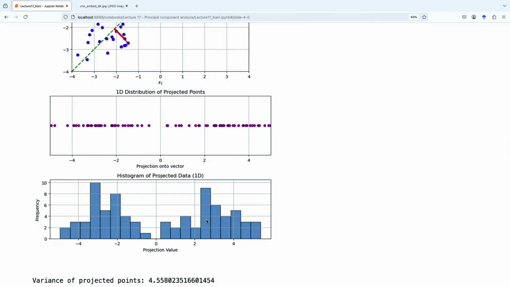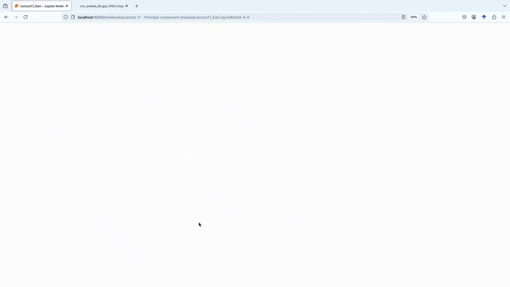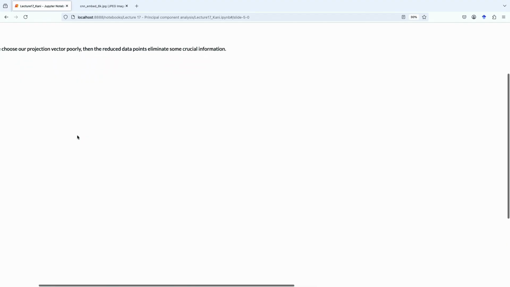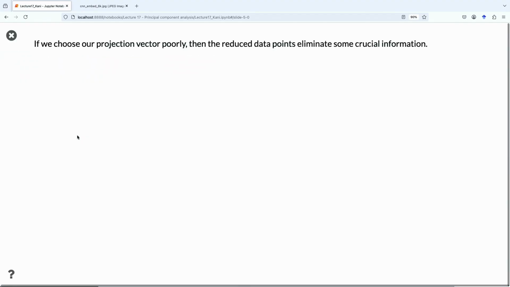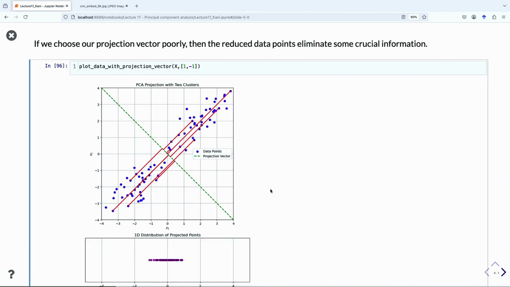Now, on the other hand, what if we chose our vector badly and, in reducing the data points, eliminated some crucial information? Well, let's just go with that. Let's choose, quote unquote, a bad vector to project the data points onto. And let's just choose the perpendicular vector to the one we had before, basically 1, -1.